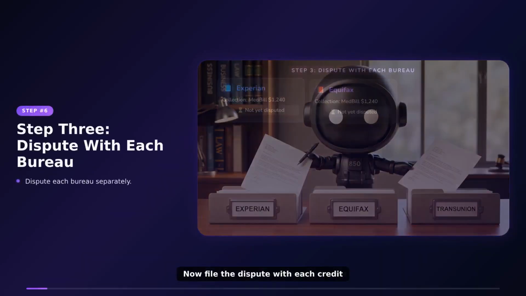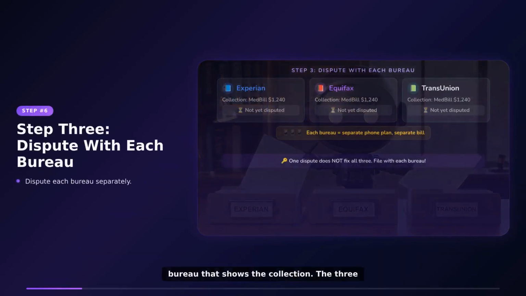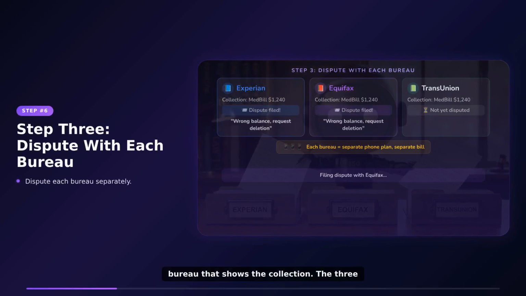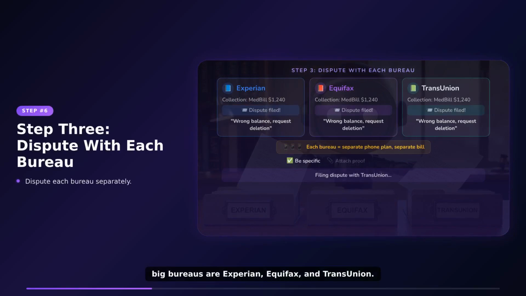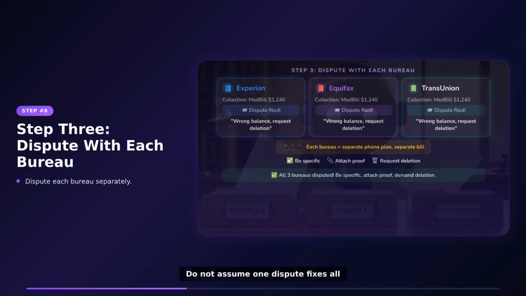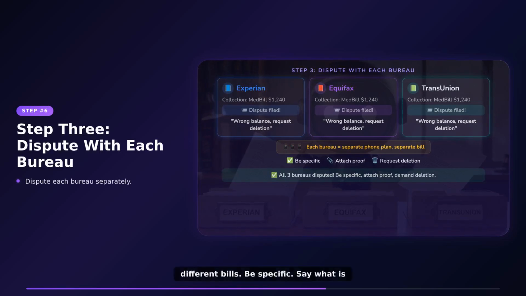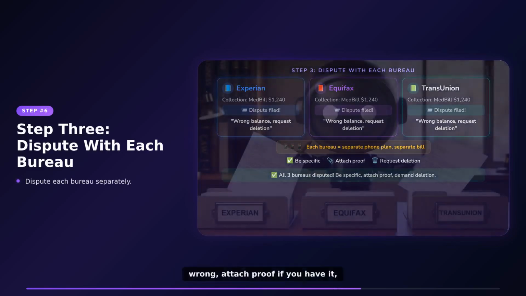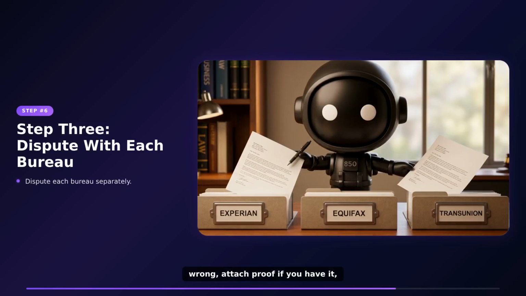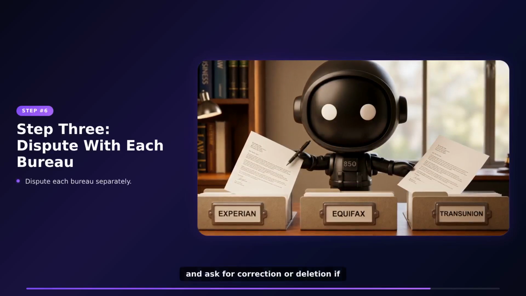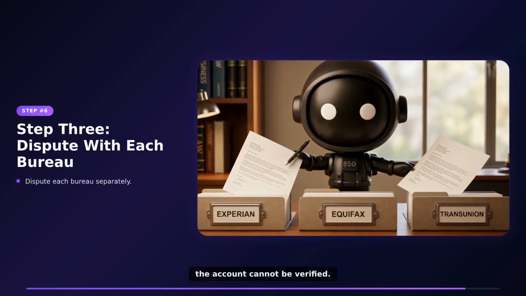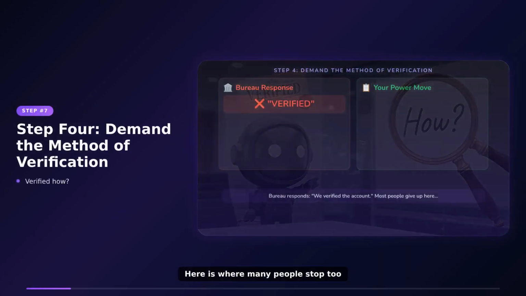Now, file the dispute with each credit bureau that shows the collection. The three big bureaus are Experian, Equifax, and TransUnion. Do not assume one dispute fixes all three. Each bureau keeps its own file, like three different phone plans with three different bills. Be specific. Say what is wrong, attach proof if you have it, and ask for correction or deletion if the account cannot be verified.